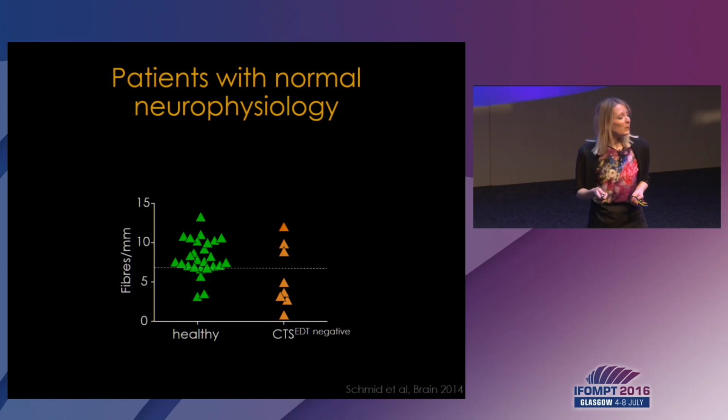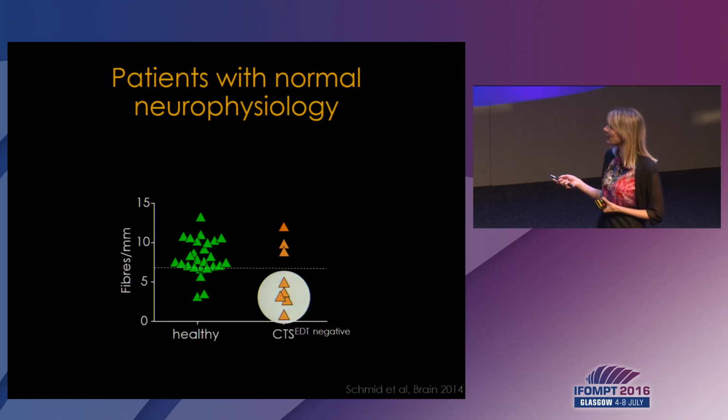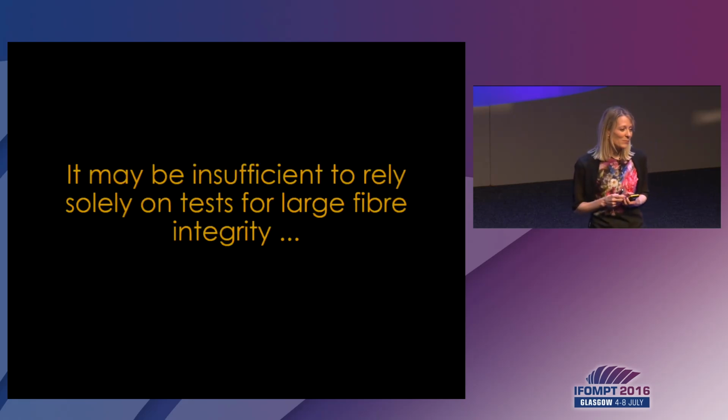Now, for you, what might be of interest is that we also had some patients with completely normal electrodiagnostics in our patient cohort, and these are the ones. And as you can see, a significant proportion of these patients actually had a structural loss of their small fibers. So that makes me really think that it is insufficient to solely rely on tests for the large fiber integrity. How can we test that, though, in clinics?